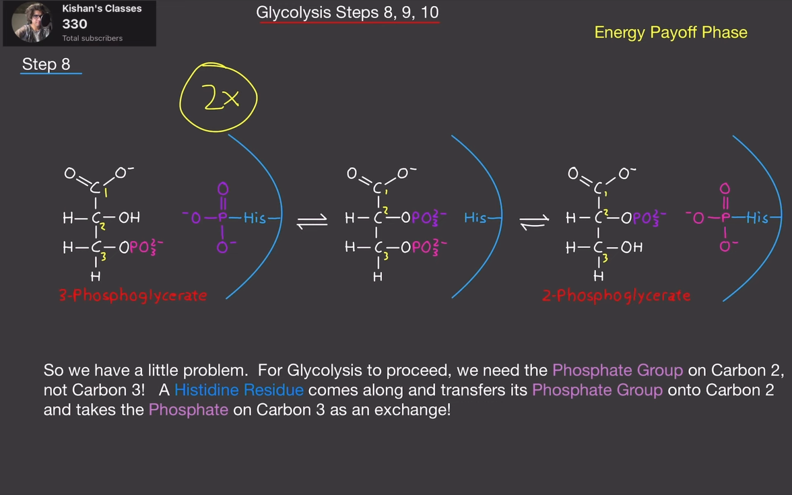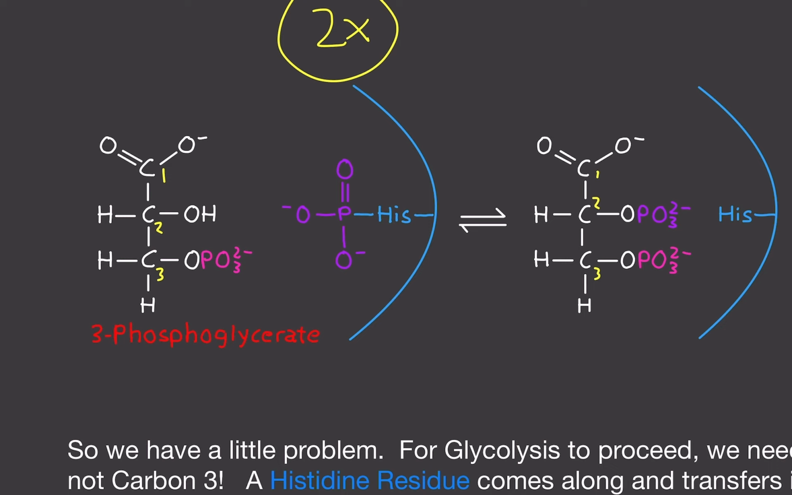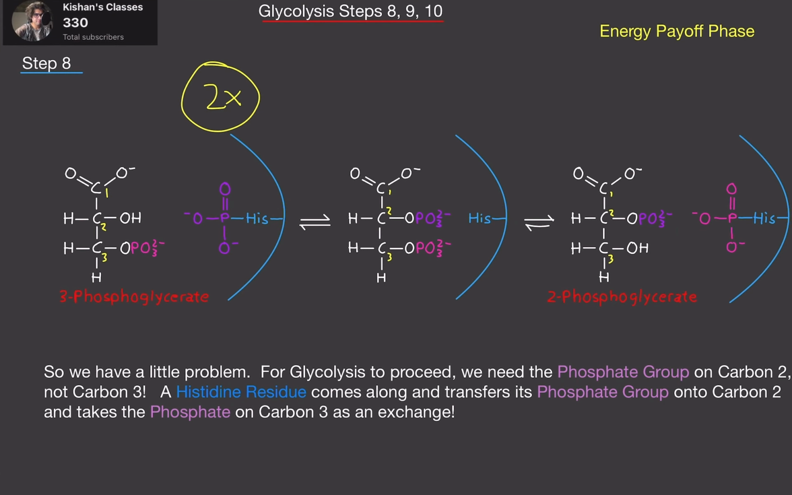Let's do this. Step 8. At the end of step 7, I mentioned we created a molecule called 3-phosphoglycerate. The phosphate group is located on carbon number 3, because this is 1, this is 2, and this is 3. So it's located on carbon number 3. However, we have a little problem here.